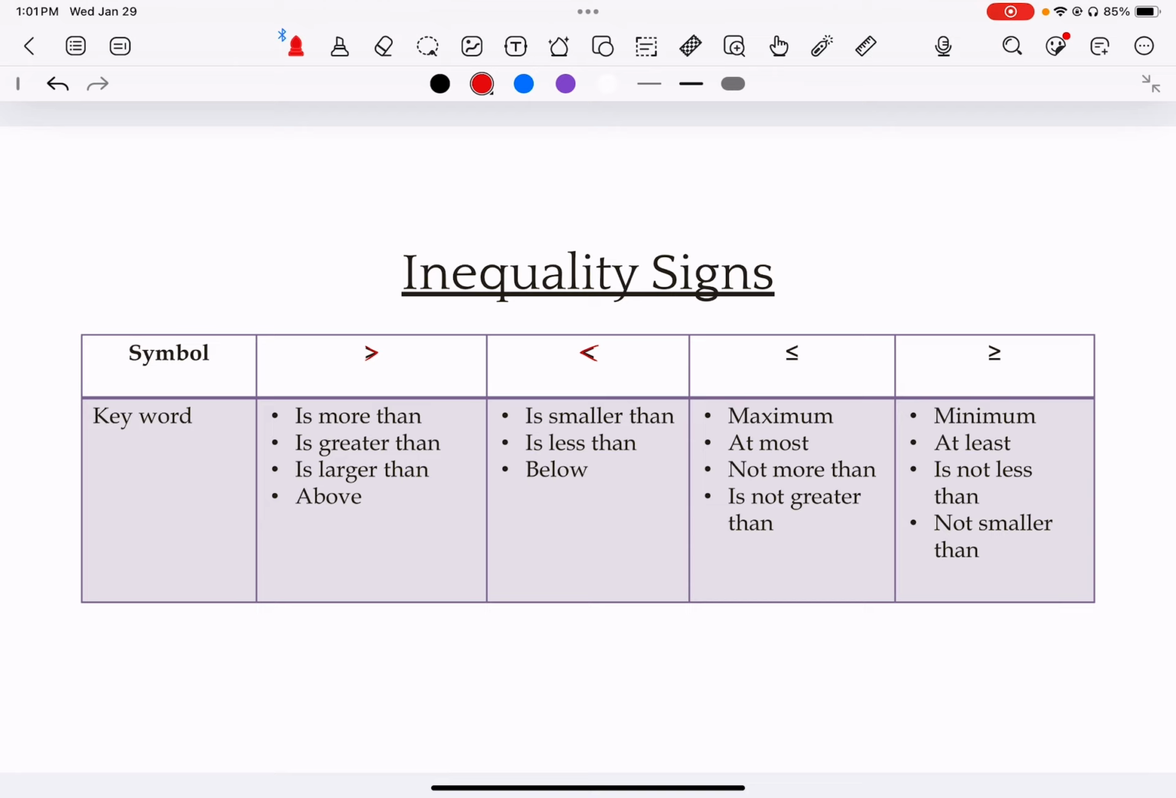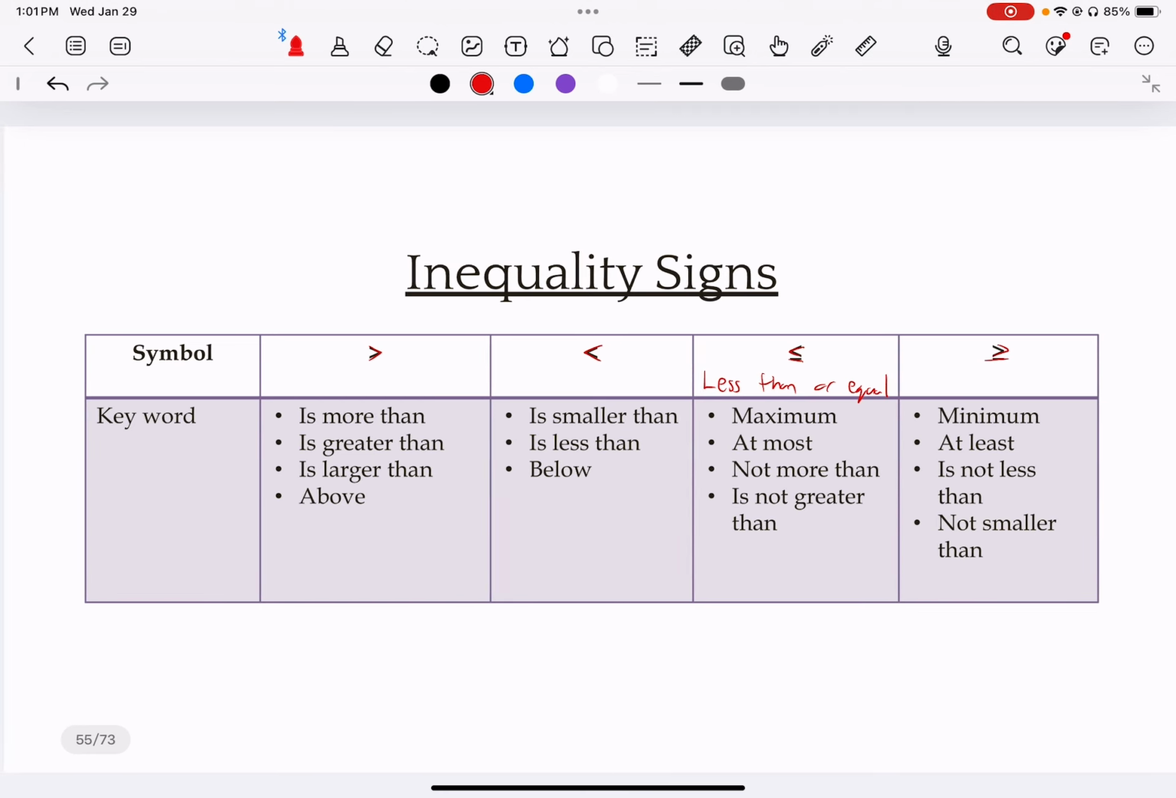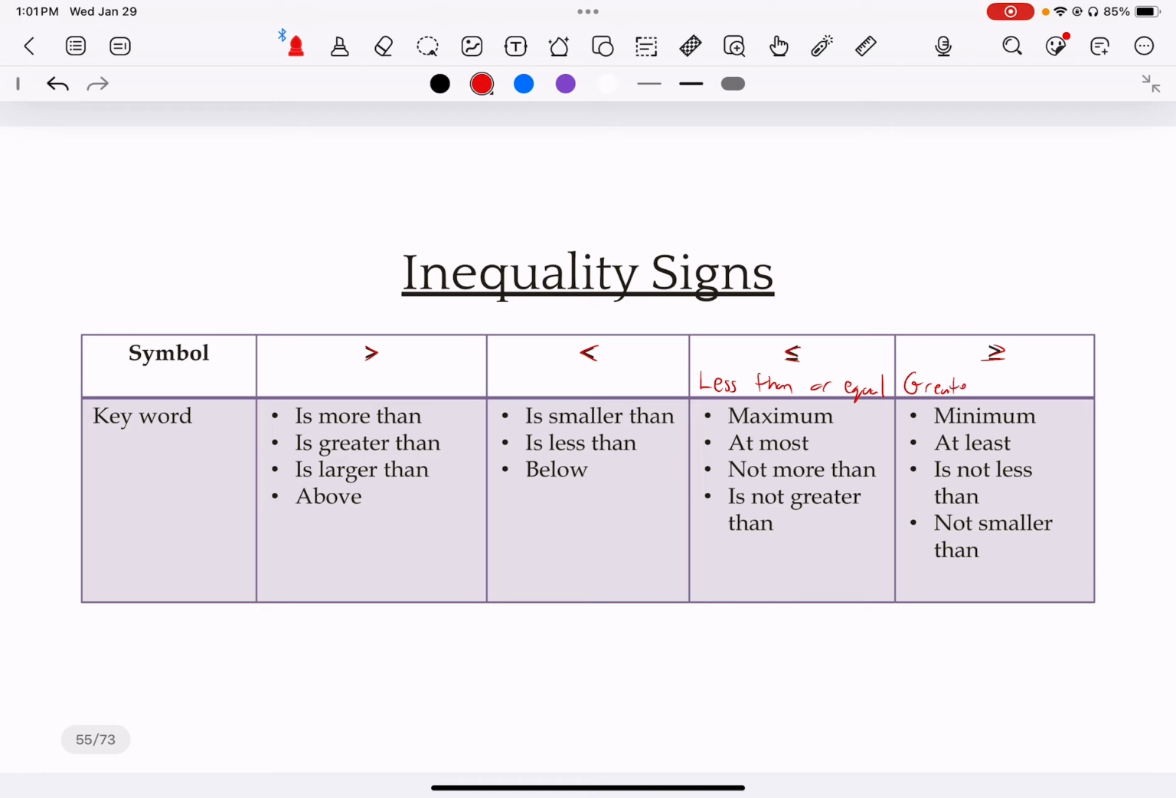And then you can have the same inequality signs with a line under it, which means it's going to be less than or equal to. Some other words could be maximum, at most, not more than, is not greater than. We also could have the greater than symbol with the line over it, and that means greater than or equal to. Some key words for that are minimum, at least, is not less than, not smaller than. So those are our four inequalities that we're going to be working with.